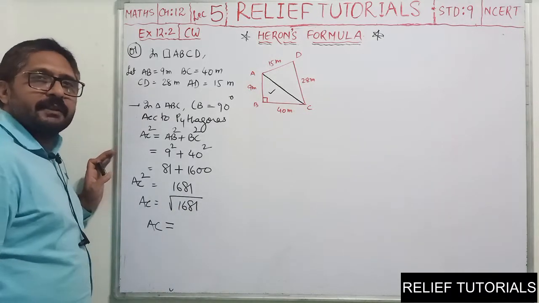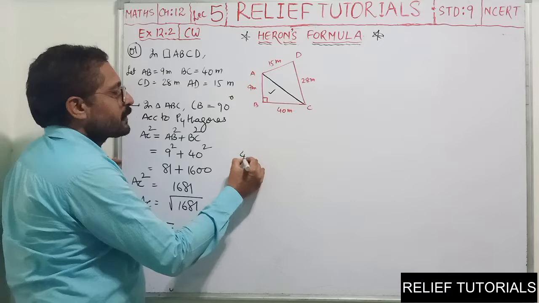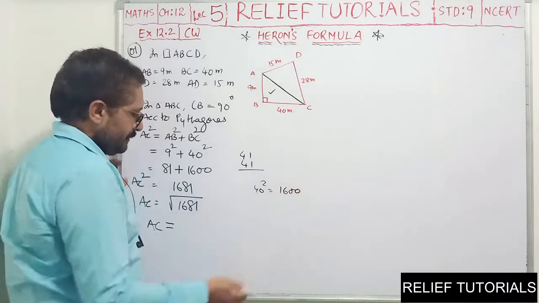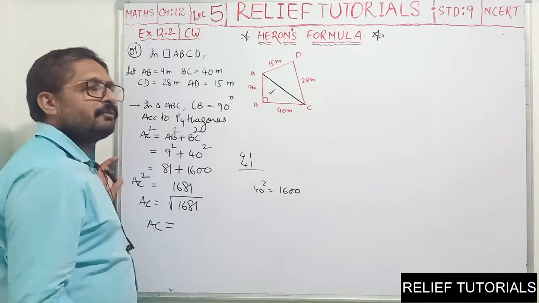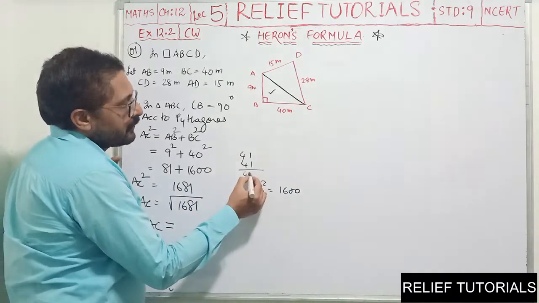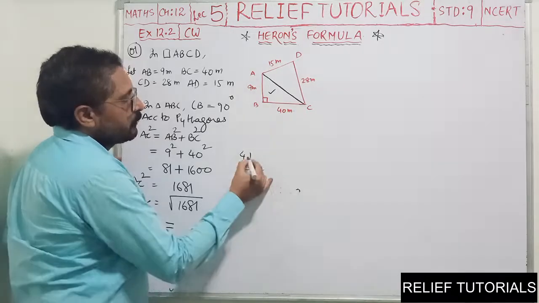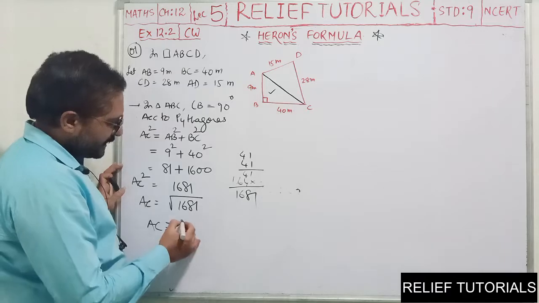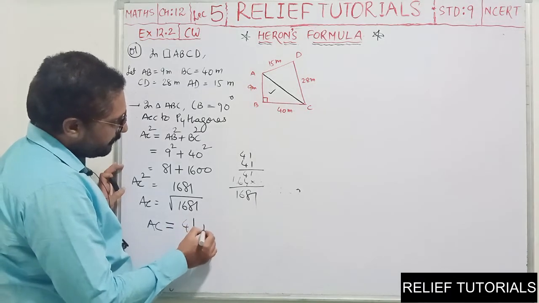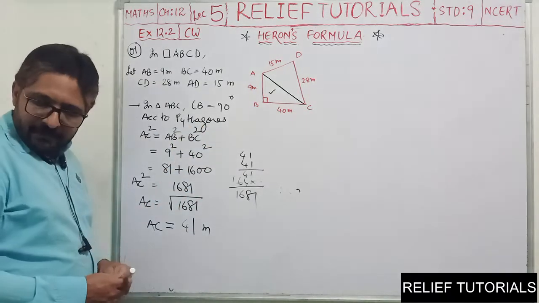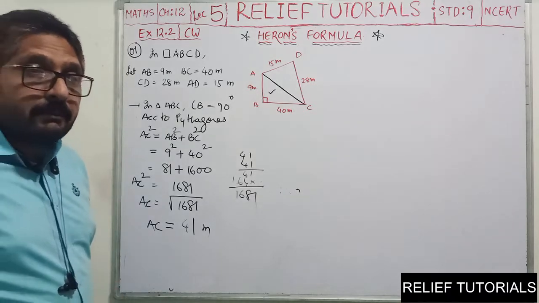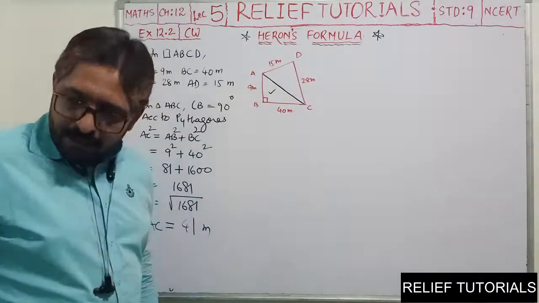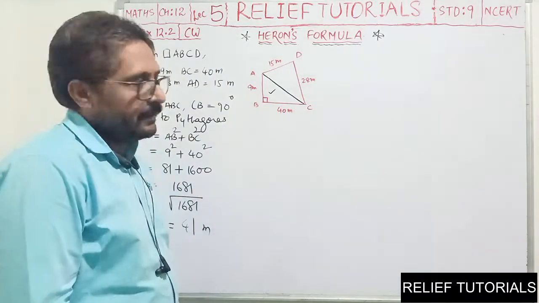Now we want to find the root of 1681. 40 square is 1600, so it is something bigger than 40. So we will try with 41. Here 1 times 1 is 1, 4 times 1 is 4, 4 times 4 is 16. So the total will be 1681. So it is the square of 41 meters. Okay, we got AC. This will be helpful for you to find the area of triangle ADC by Heron's formula.